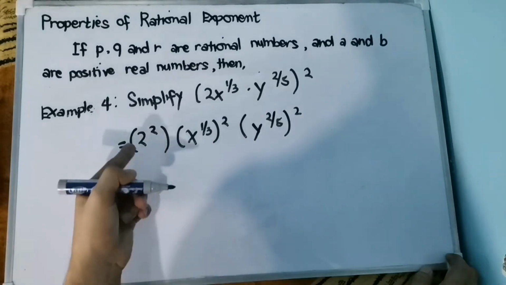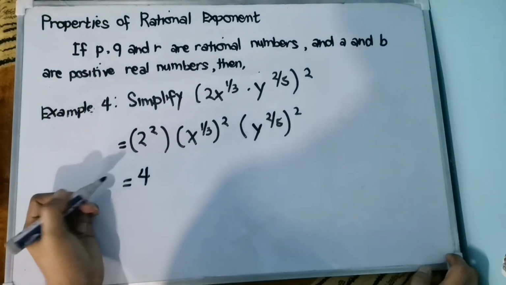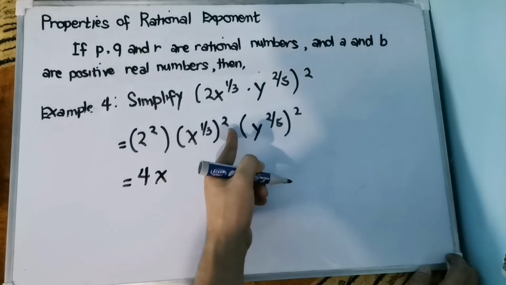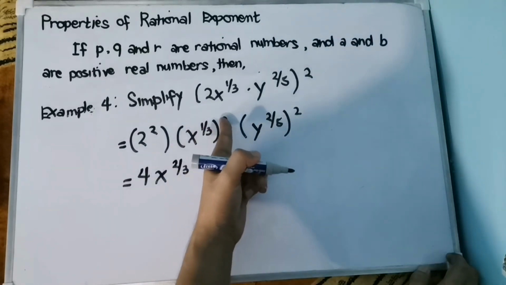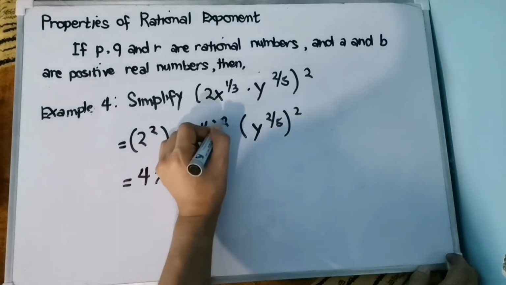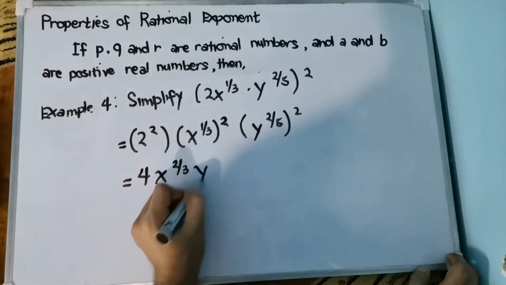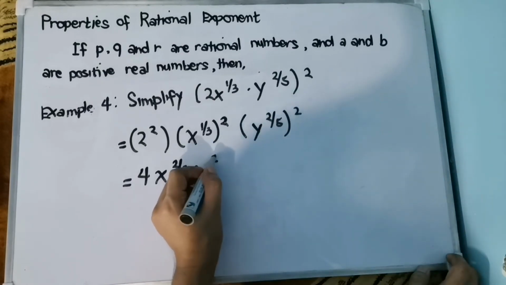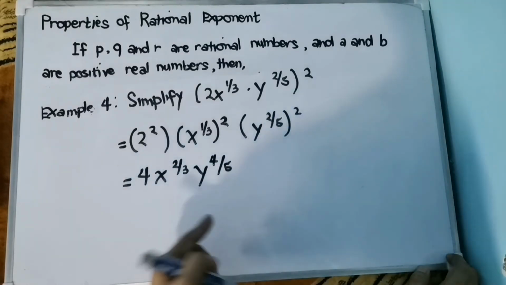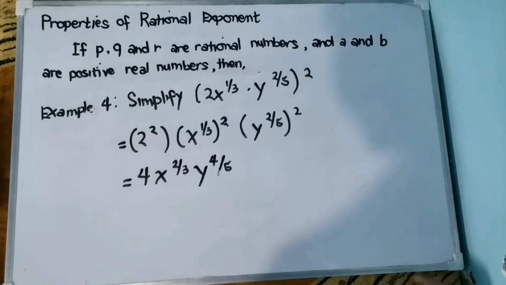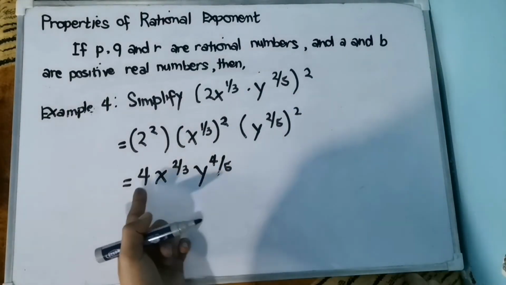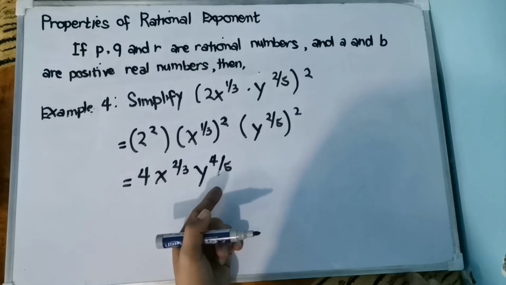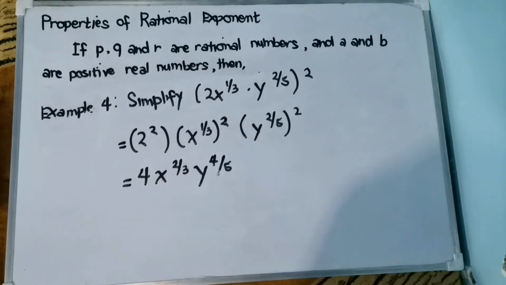And then we have here 2 squared is 4. And then x, 1/3 times 2 is 2/3. So we just multiply the numerator. So 1 times 2 is 2 over 3. So we have here 2/3. Then we have here y. 2 times 2 is 4 over 5. So we have here 4/5. So therefore, when we simplify this one, the answer is 4x raised to 2/3, y raised to 4/5.